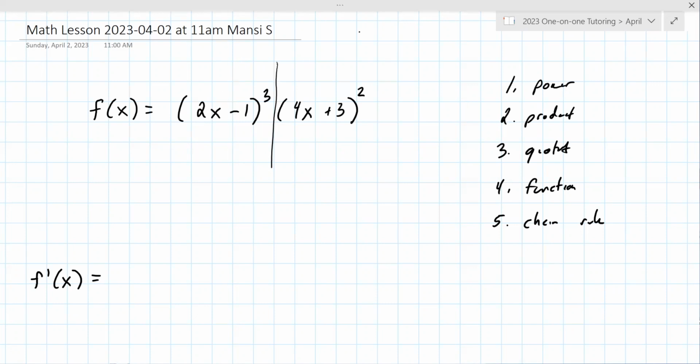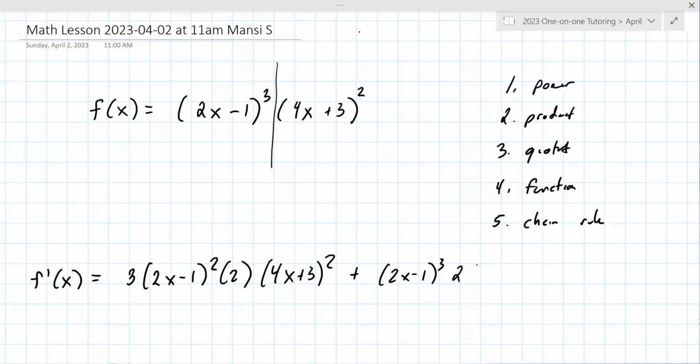I think the formula I learned says take the derivative of the first. So 2x minus 1 would be the first. Okay, so we're going to use the power rule as part of the chain rule, right? This one's really product, power, and chain rule. 3 times 2x minus 1 squared, times the derivative of the inside function, which is 2. Keep the second, plus keep the first, derivative of the second: 2 times 4x plus 3 times 4.